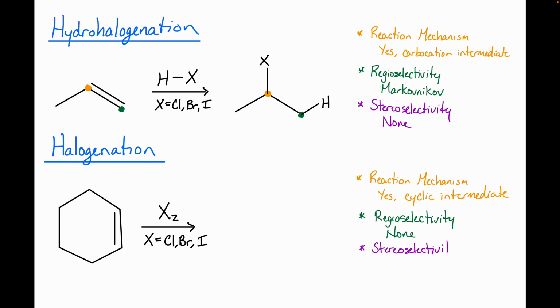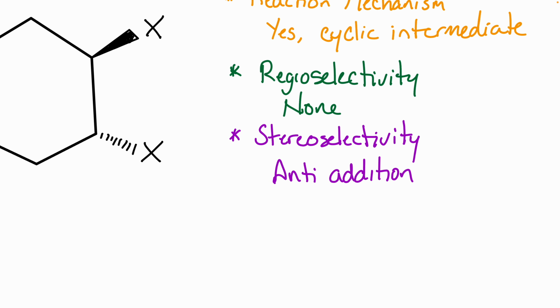Where we're going to have to make our two new bonds on opposite sides. So if we take our cyclic structure here, and I'm going to add those bromines, or those halogens, on there, I'm going to put one of them on a wedge, but the other one's got to go on the opposite side, on a dash. All right, this is what we call an anti-addition. Anti-addition meaning our new bonds are on opposite sides.